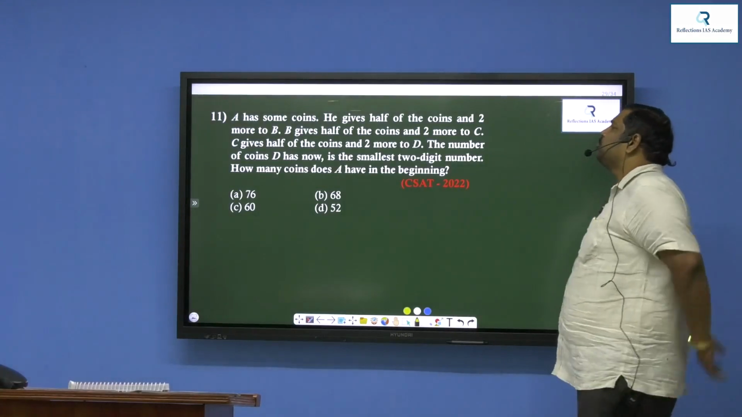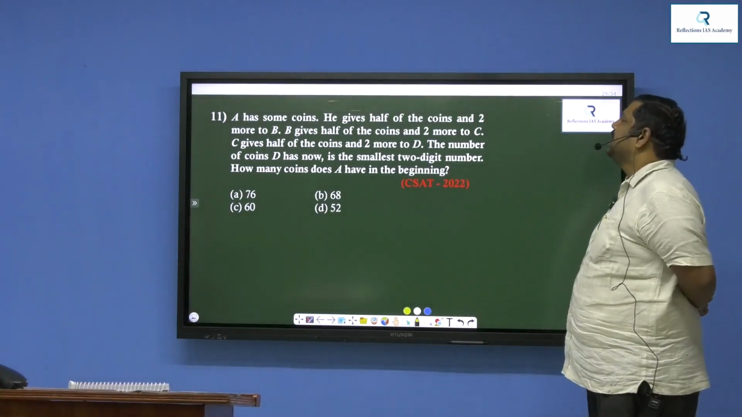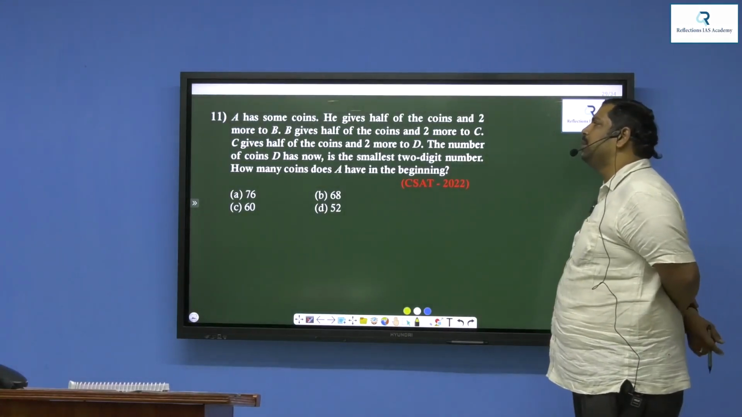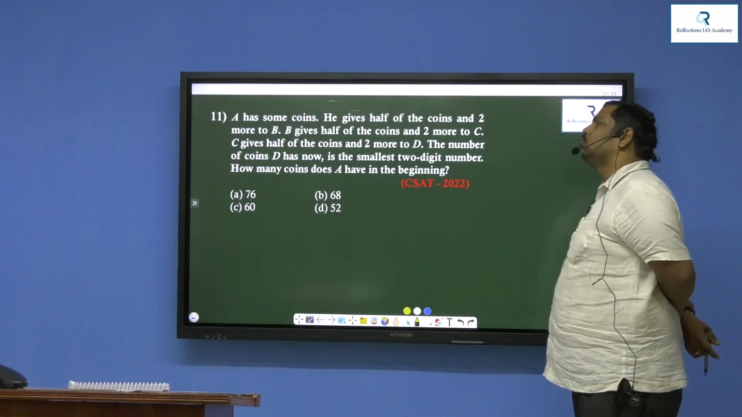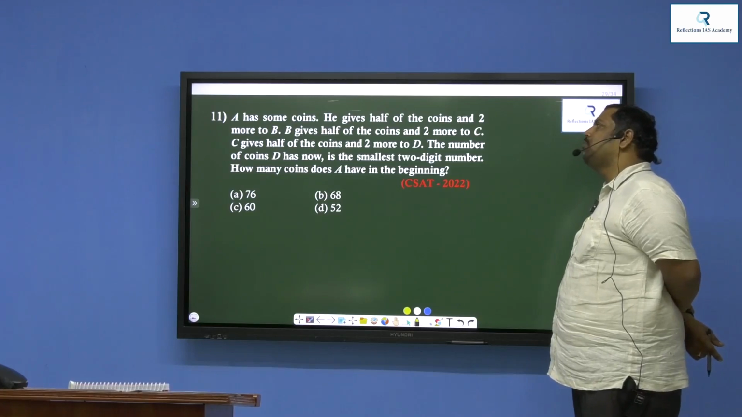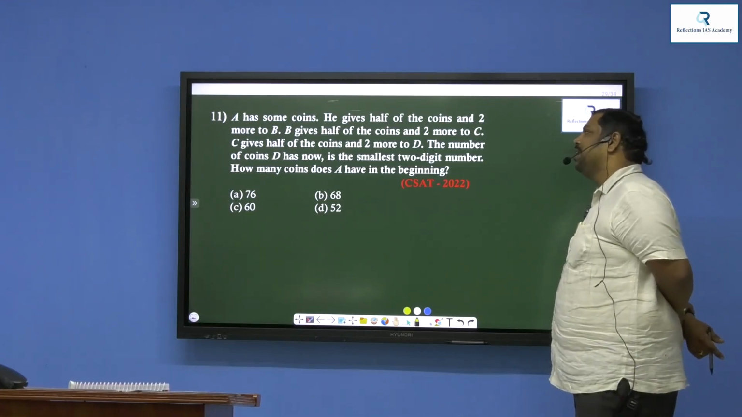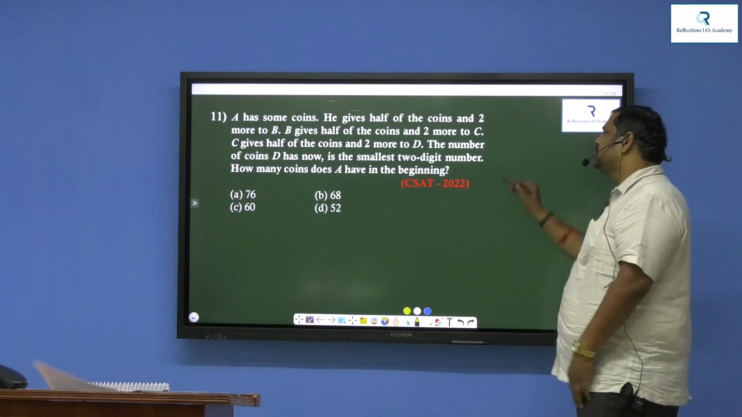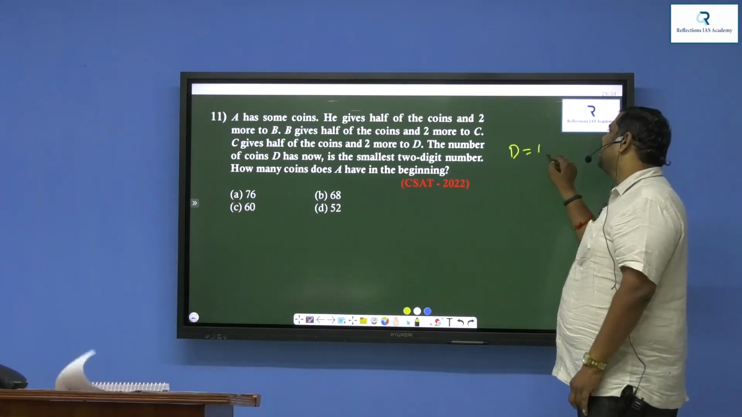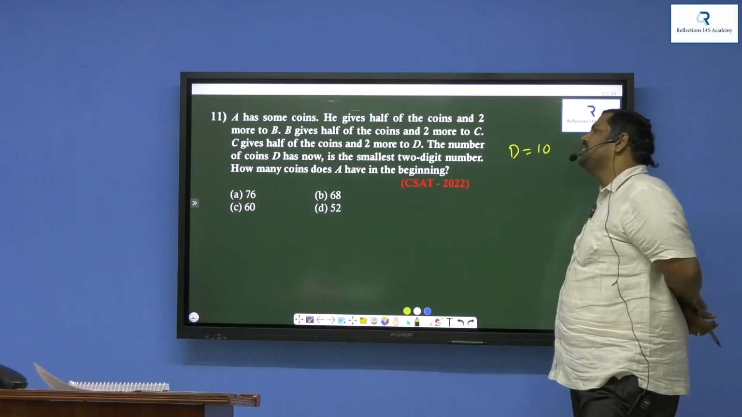A has some coins. He gives half of the coins and 2 more to B. B gives half of the coins and 2 more to C. C gives half of the coins and 2 more to D. The number of coins D has now is the smallest 2-digit number. What is the smallest 2-digit number? D has 10 coins. How many coins does A have in the beginning?